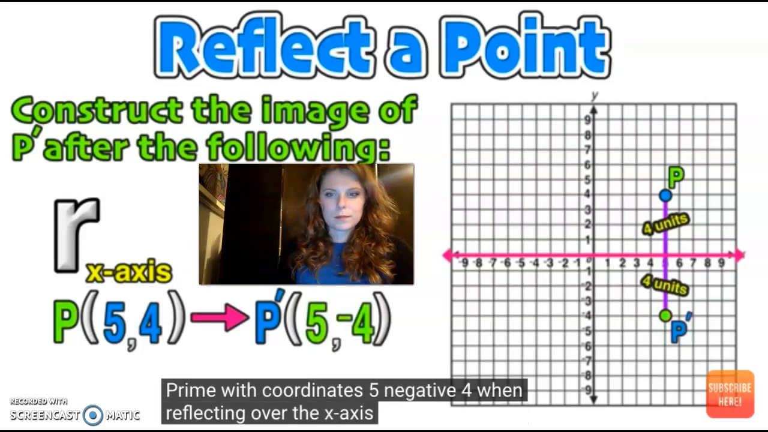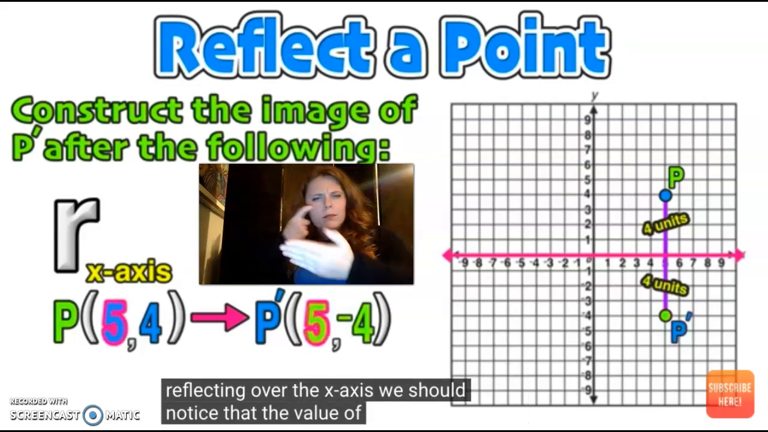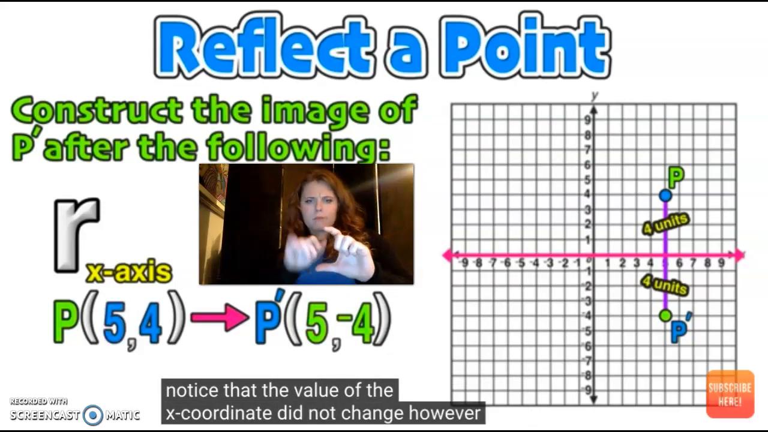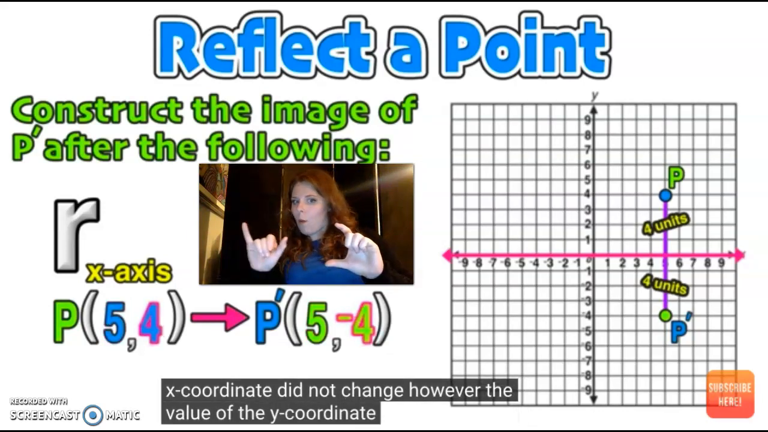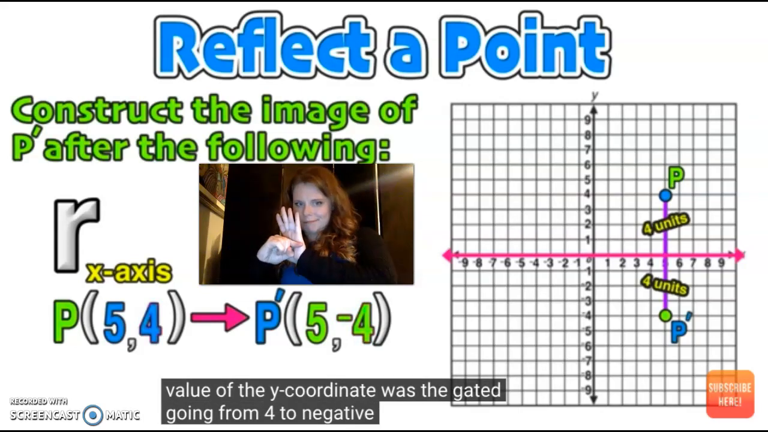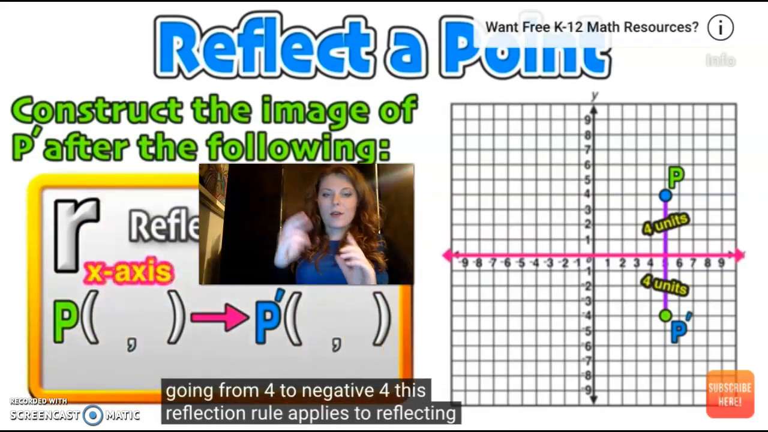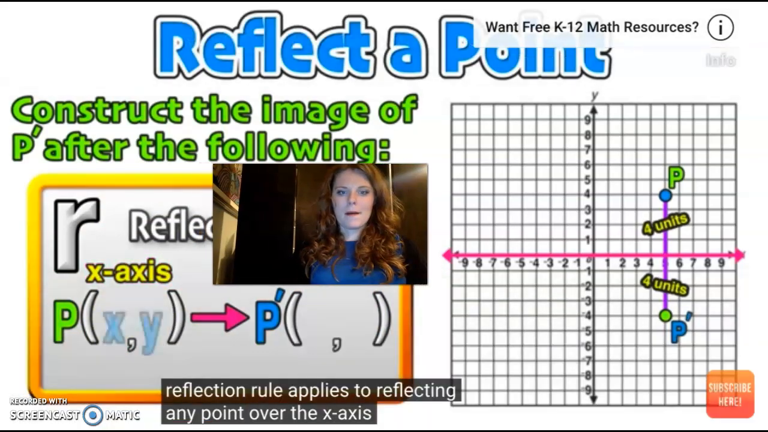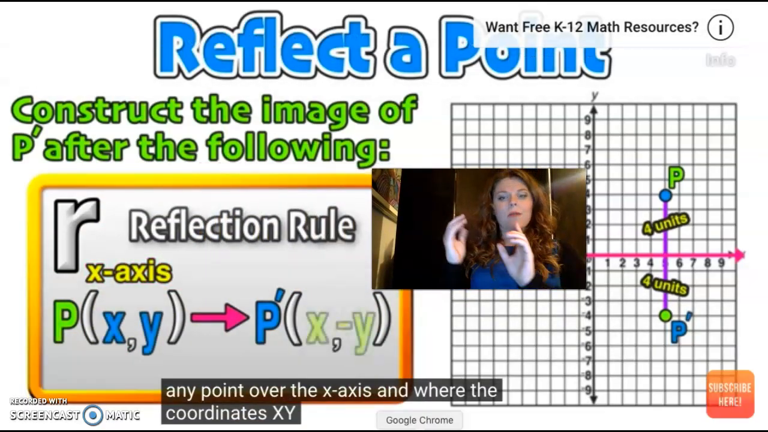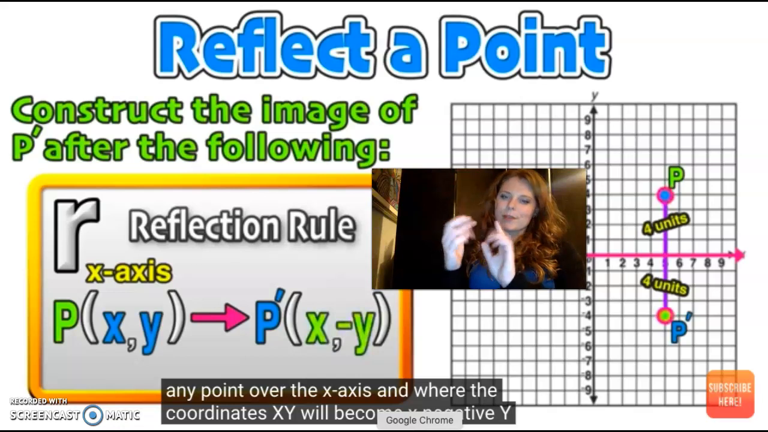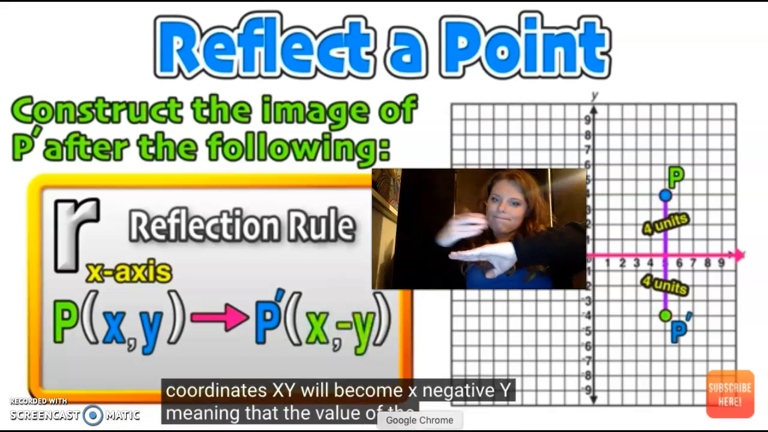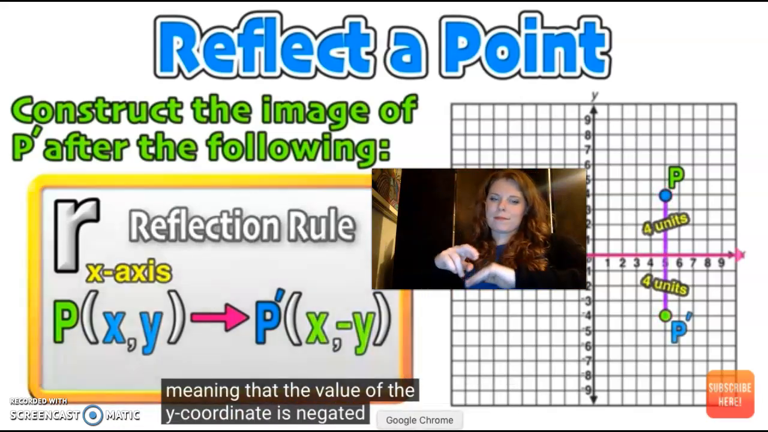When reflecting over the x-axis, we should notice that the value of the x-coordinate did not change. However, the value of the y-coordinate was negated, going from 4 to -4. This reflection rule applies to reflecting any point over the x-axis, where the coordinates (x, y) will become (x, -y), meaning that the value of the y-coordinate is negated.